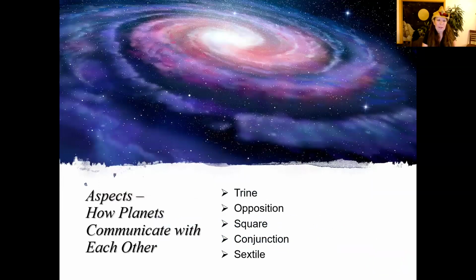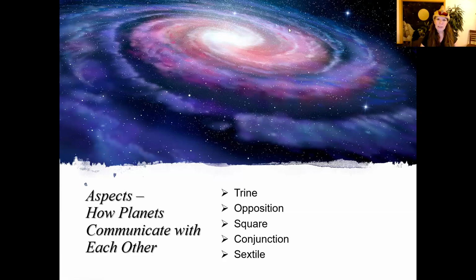The word aspects is basically talking about how the planets communicate with each other. It's like, are they sitting across the table from each other? Are they in the same sign, or in similar elements? All of it has to do with the communication. And what I want to say is that this is actually mathematical.